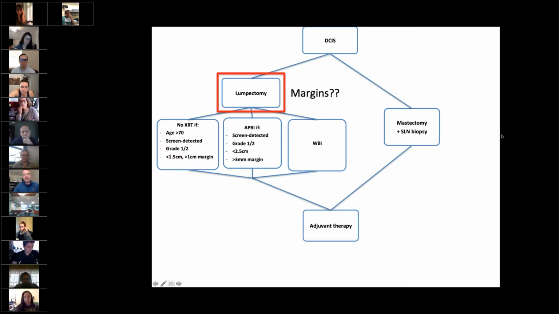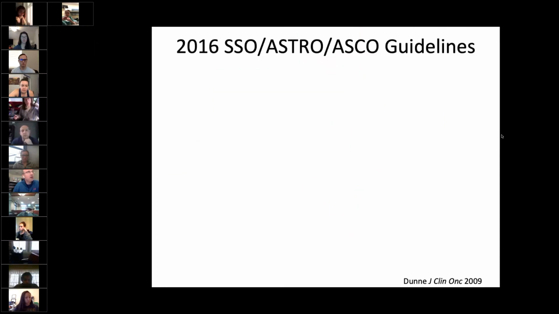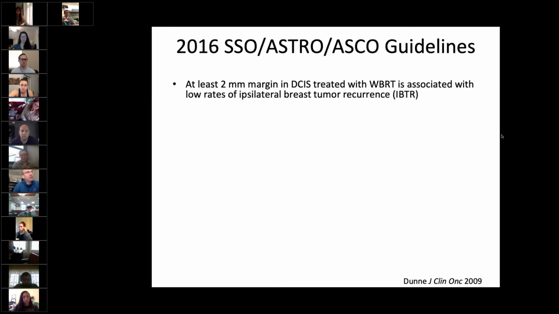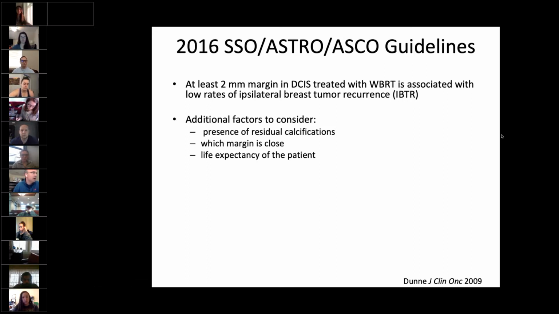I've got to move along a little bit here, sorry. So the guidelines say 2 millimeters, and this has created a lot of consternation and confusion, rightfully so, in my opinion. A few years ago, 2016, the combined SSO, ASTRO, ASCO guidelines, so the big radiology, big surgery, big medicine, oncology groups all got together and wrote these guidelines on DCIS. They said at least a 2 millimeter margin in patients treated with radiation is associated with lower rates of ipsilateral tumor recurrence. So they recommended a 2 millimeter margin, although they gave this caveat that you should consider every case its own case.